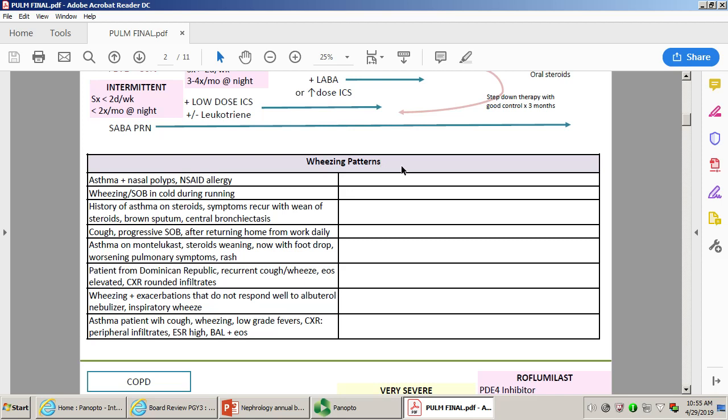So the first one is a patient who has asthma, who has nasal polyps, they're on ibuprofen, aspirin sensitivity. What would you recommend? Correct. Stop your ibuprofen. What medical therapy could you try to use? Say they need aspirin for their stent or something like that. A leukotriene modifier.